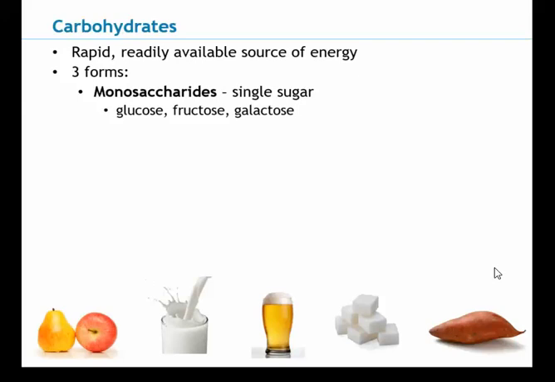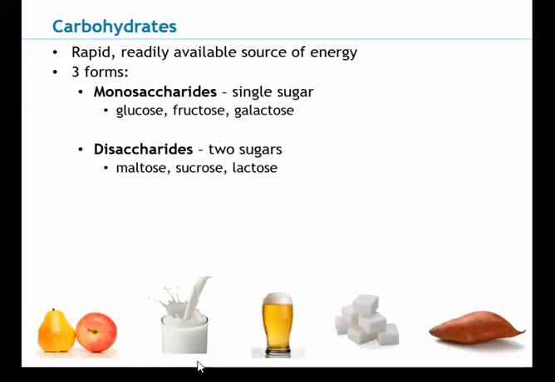Fructose is fruit sugar. This is found in honey and in vegetables. It causes less of an insulin spike than other sugars. We know insulin is a hormone that moves sugar into the cells so the cells can use the sugar for energy. So fructose, less of an insulin spike. It's your fruit sugar. And then galactose is milk sugar. This is found in your dairy products.